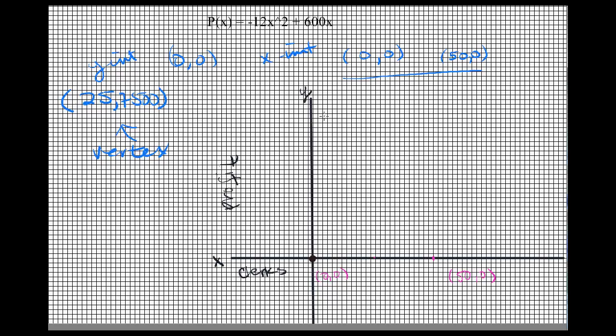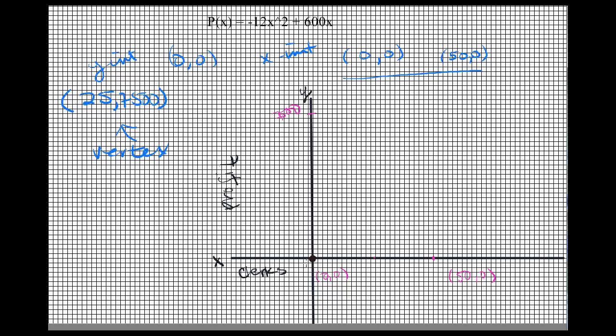Okay, so our vertex is going to be 25, 7,500. Because this is going to be so steep, this isn't going to be to scale just because of how high it goes. So I'm just going to make believe this up here ends up being 7,500. But I will show you what it looks like to scale.